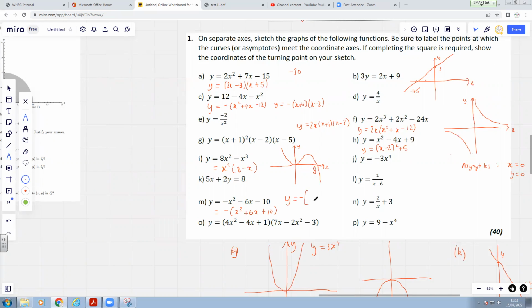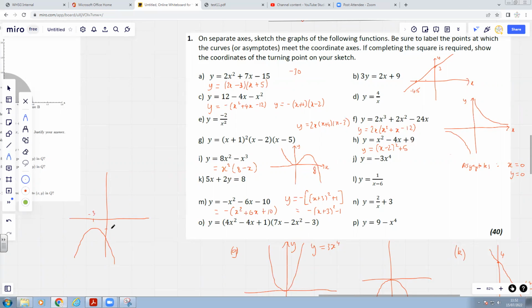So leave the minus outside. X plus 3 squared minus 9 plus 10. Well, that's plus 1. So if I plug the minus back in, I can't plug it into that bracket, but I can make it minus 1 on the end. What I can now see is that that is a quadratic, and it's upside down. And when x is minus 3, y equals minus 1. So minus 3, minus 1. I think it's going to look something like that.